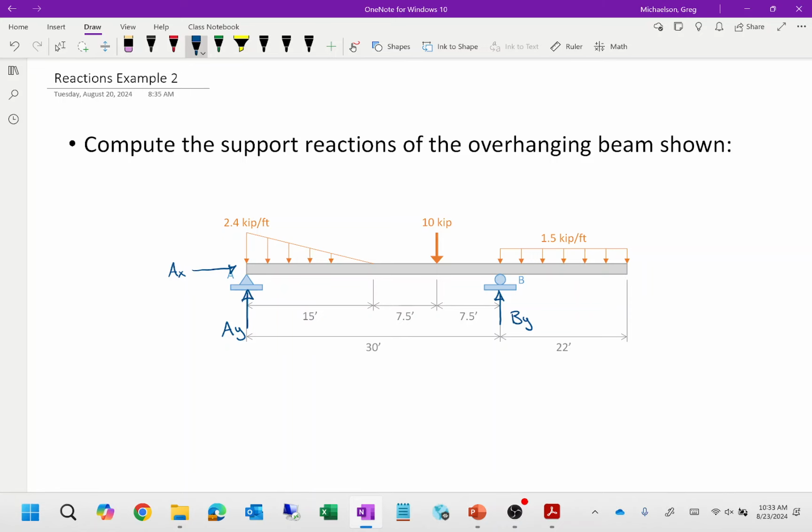If I were to collapse that into a single point load, how much total force is that? It's 1.5 kips per foot for a distance of 22 feet. 33 kips. You just take the area, right? So when we're writing our equations of equilibrium, instead of looking at this distributed load, we can just consider it as if it's another point load.